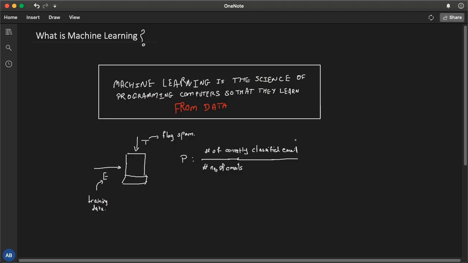This particular performance measure is called accuracy. It has a name and is often used in classification tasks, as we will see in the coming lectures.